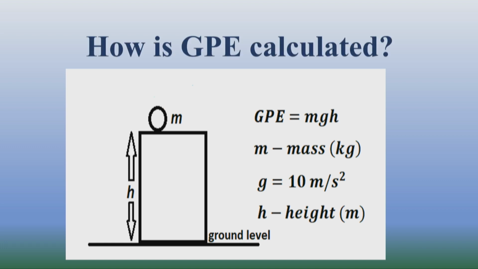The gravitational potential energy of a mass m situated at a vertical height h is given by GPE = mgh, where m is mass in kilogram, h is vertical height above ground level, and g is acceleration due to gravity, which is equal to 10 meters per second square.